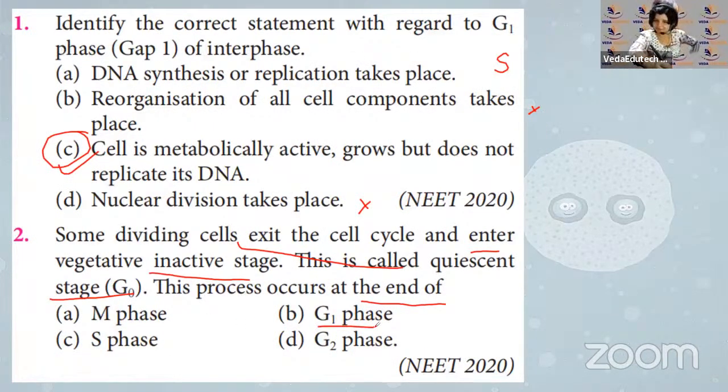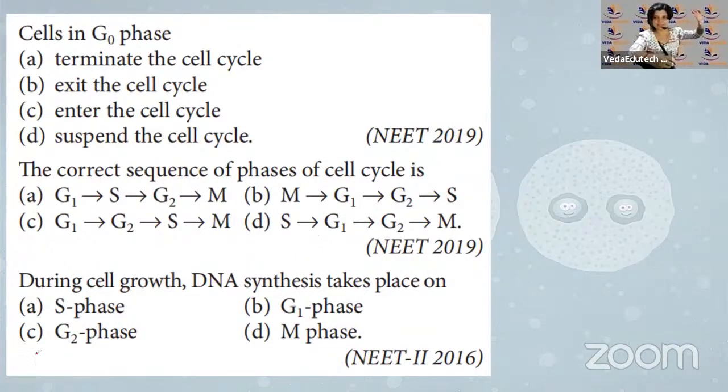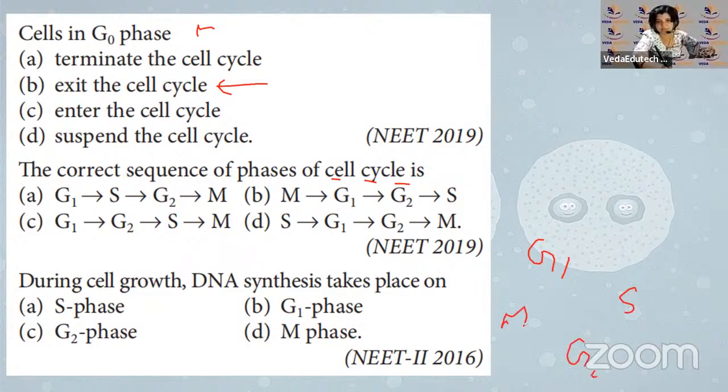Process occurs at the end of G1 phase. Okay, after the cell has grown up, the cell is like, okay, now I want to stop dividing. Only a grown cell can take a decision on that. Okay. Cells in G0 phase exit the cell cycle. We just saw that. Right? Correct sequence of phases in cell cycle is gap 1, then S, then gap 2, and then M. Whichever option has that is right, right? Okay. See, such an easy question. This is actually NEET 2019, so it's very recent also.